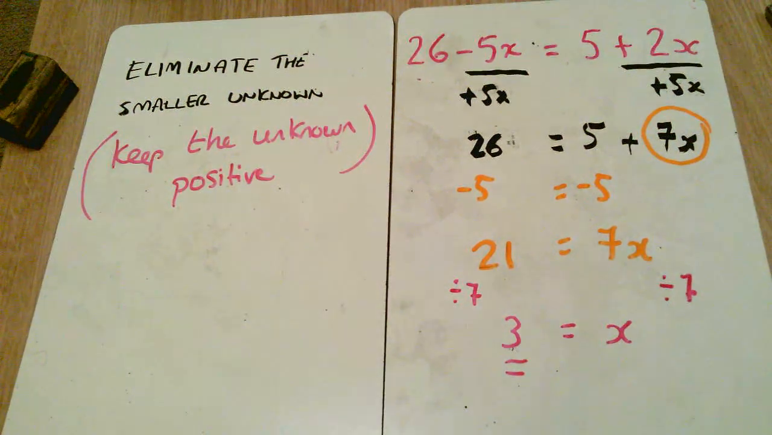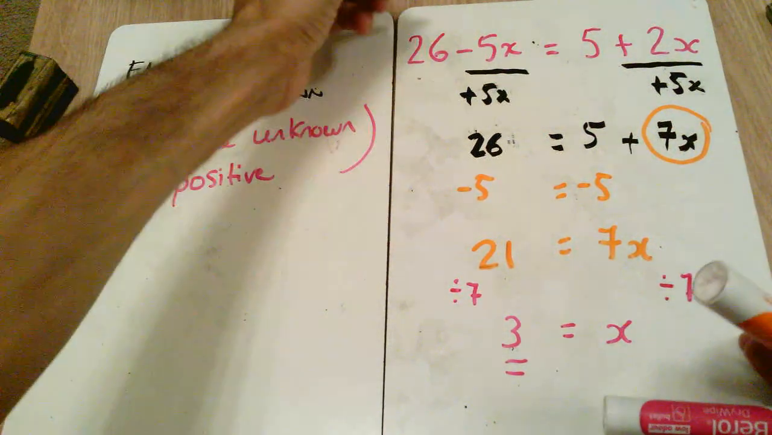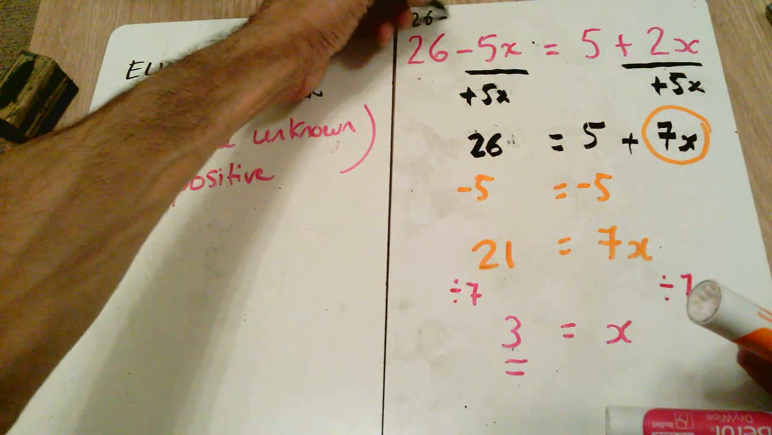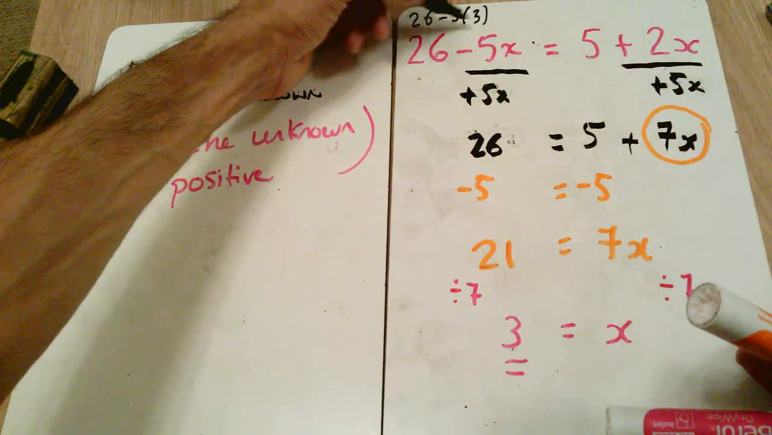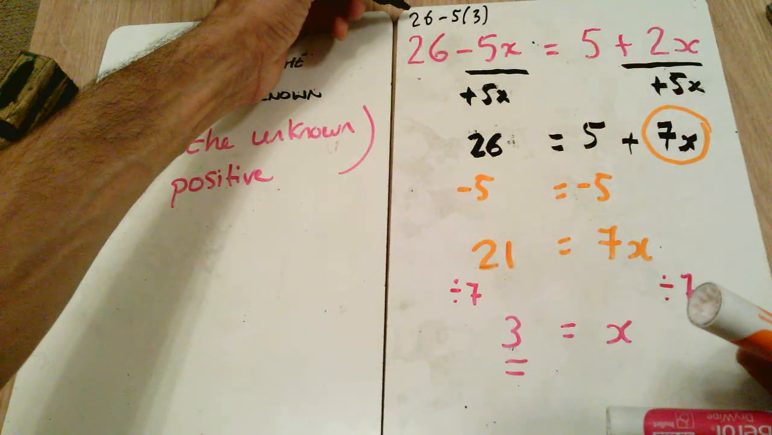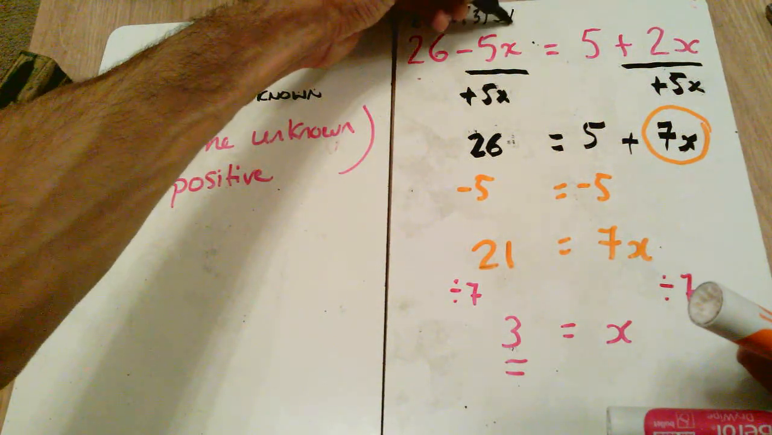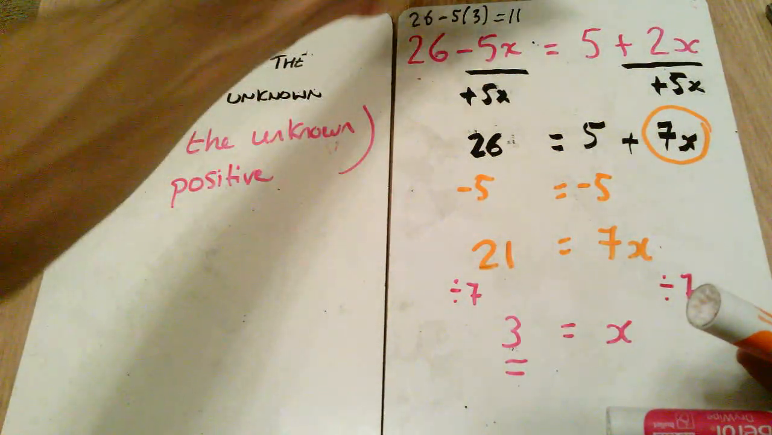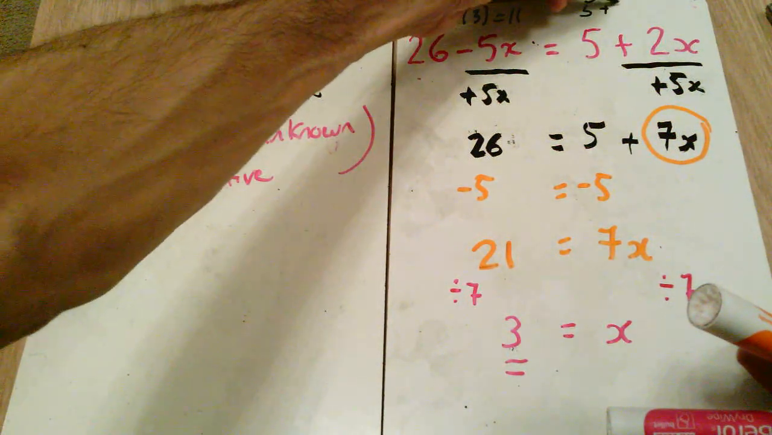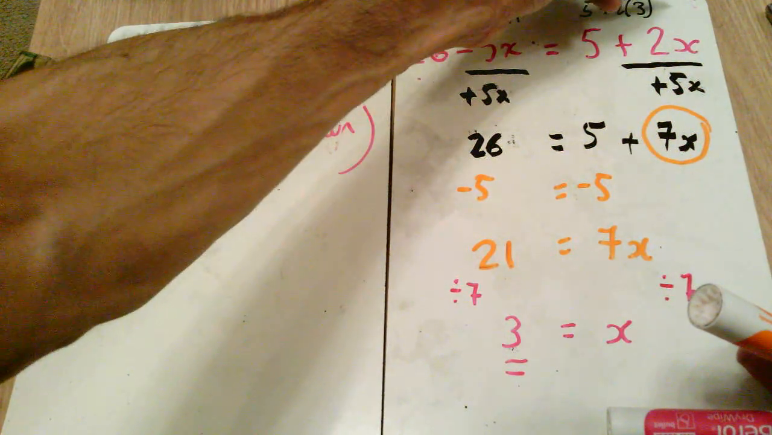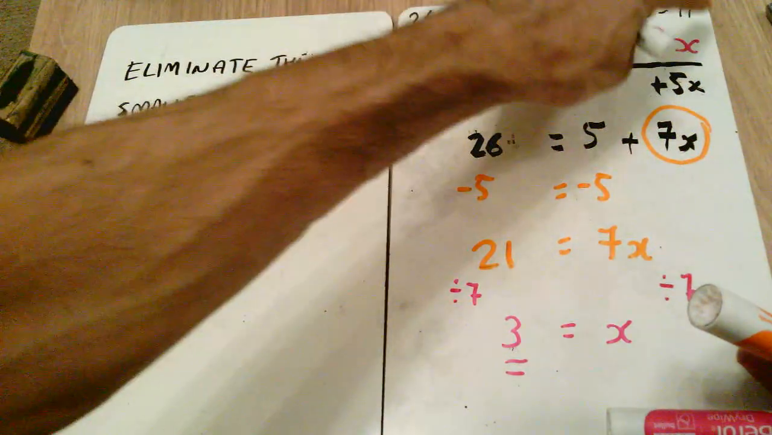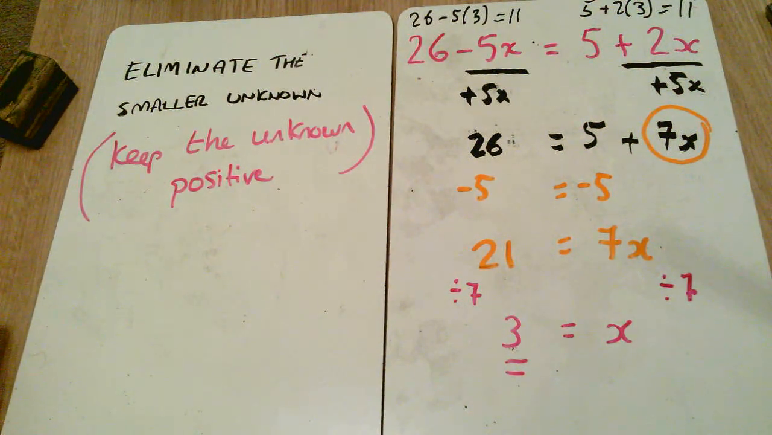Now, it's all well and good, but we always need to check that we are correct. So we need to go and do 26 minus 5 times by 3. 5 times 3 is 15. 26 minus 15 is equal to 11, which is to check the other side does the same thing. 5 plus 2 times by 3. 2 times by 3 is 6. 6 plus 5 is 11. Both sides are equal, meaning the value of x was correct.